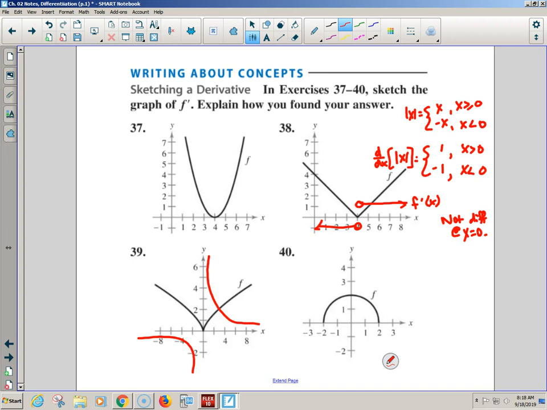Why would the derivative look like this for number 39? I think he's going in the order of easiest to hardest. 37 is the easiest? Yeah, maybe. What are my derivatives, or what are my slopes doing? They're uphill slopes, so positive slopes, so above the axis.